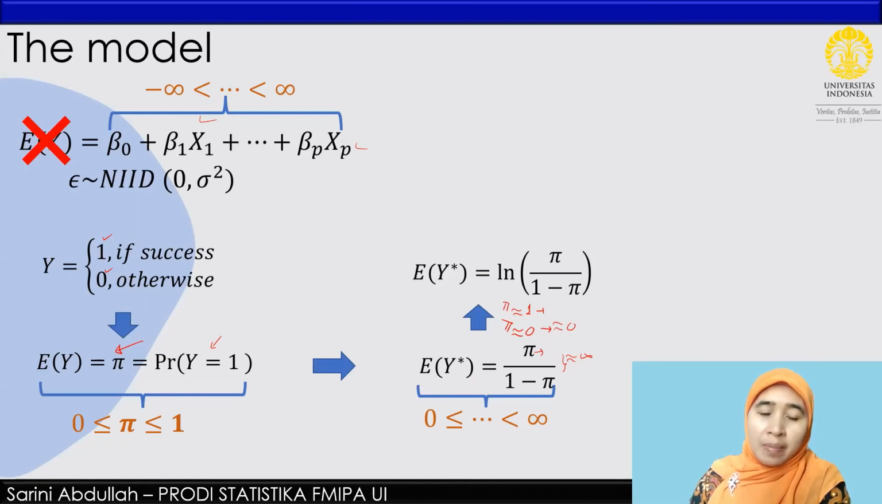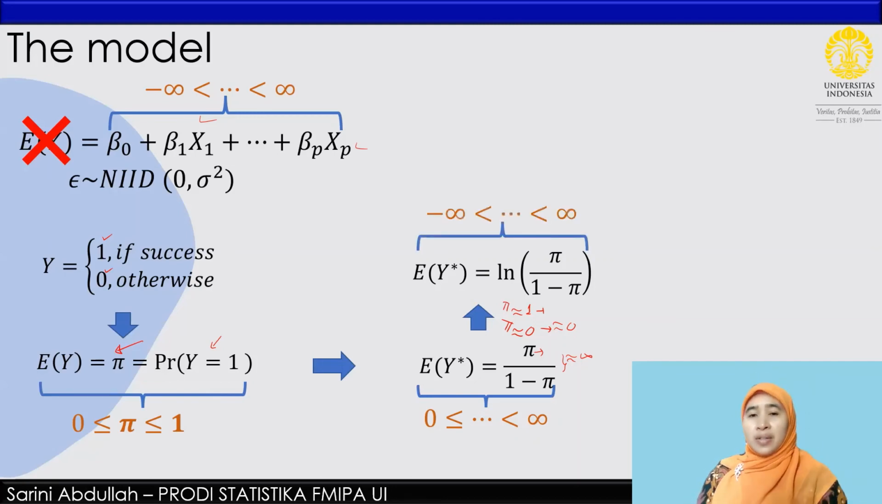For a value less than 1, since we are using the natural logarithm, the logarithm will be negative. And the closer the value is to 0, the closer the logarithm will be to minus infinity. So that's what we need. If we have the logarithm of pi over 1 minus pi, the range of the values is between minus infinity and infinity.